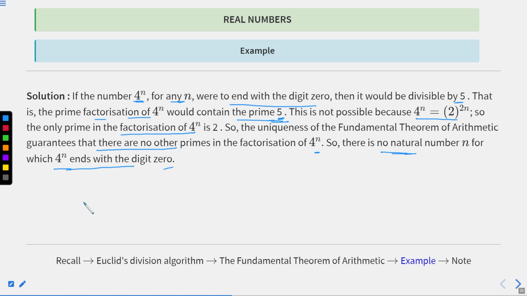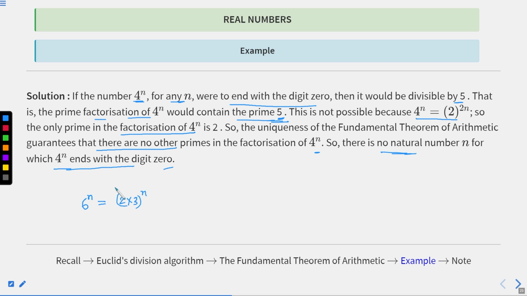Similarly, you can check for 6 to the power n. So if you consider 6 to the power n, a composite number, check whether there is any natural number n for which 6 to the power n ends with 0. You can factorize 6 to the power n as (2 into 3) whole to the power n.